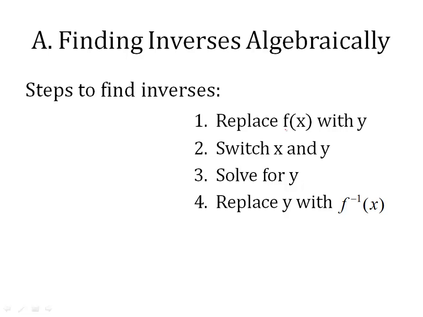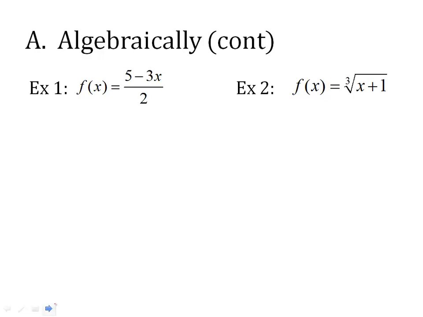First thing is you're going to replace the f of x with a y. Second, you switch the x and the y variables completely. Then you solve it for y, and your final bow on the package is to replace the y with the f of -1 of x. That is the symbol for inverse. So we're going to follow those steps in these next two examples.